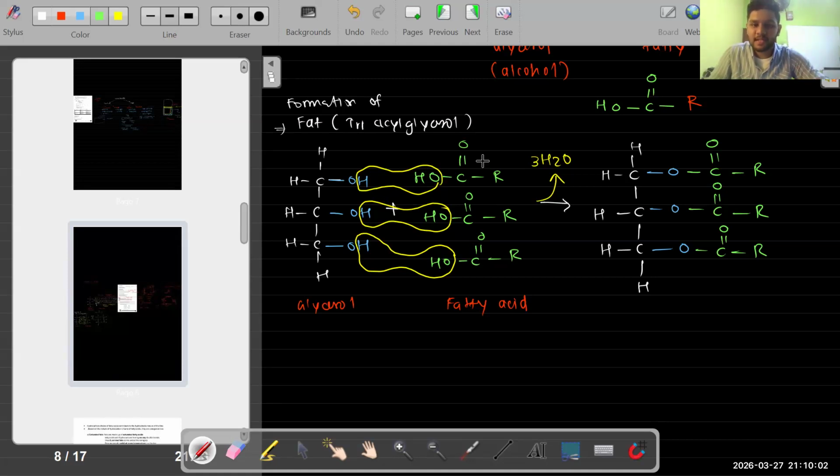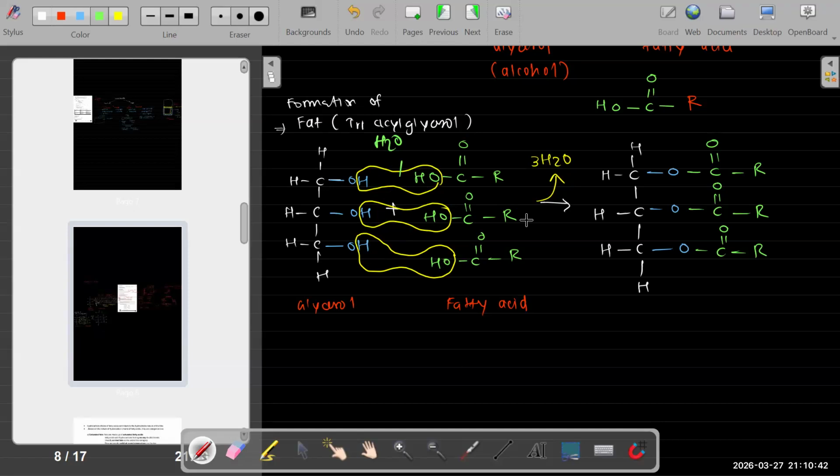So 1 oxygen will be neglected. So the actual way of drawing is that OH from the fatty acid and hydrogen from the glycerol will be removed. So this is a water molecule. So how many water molecules will be formed in total? Here one water molecule, here one, here one. How many water molecules will be removed? Three water molecules will be removed.